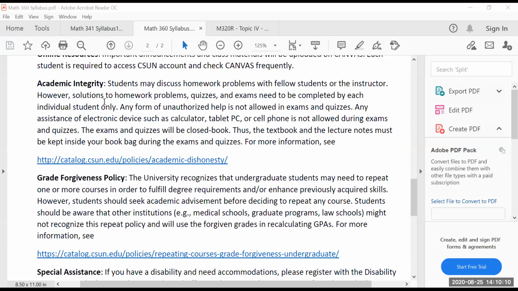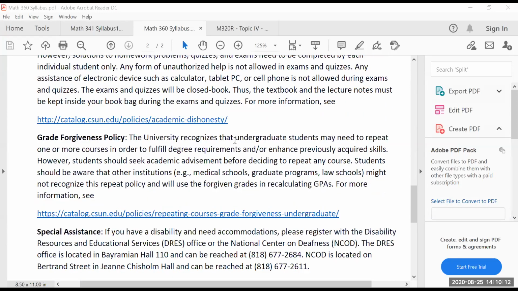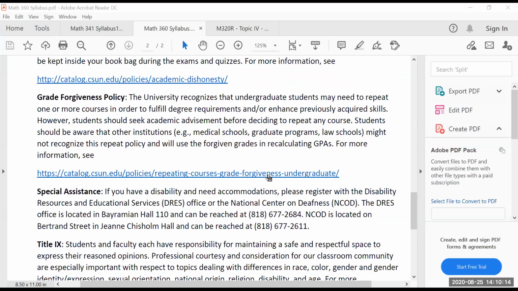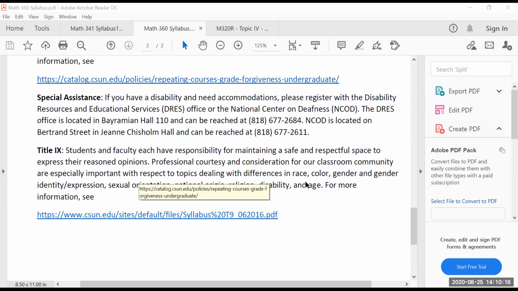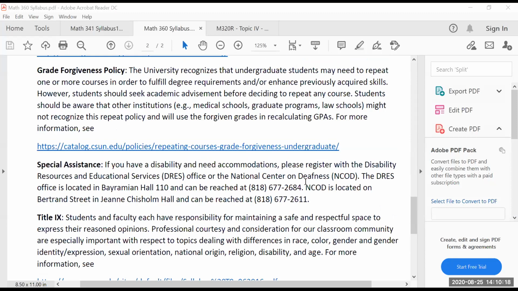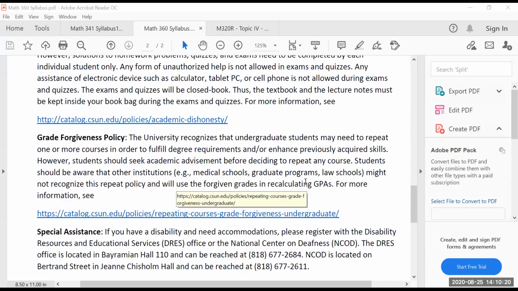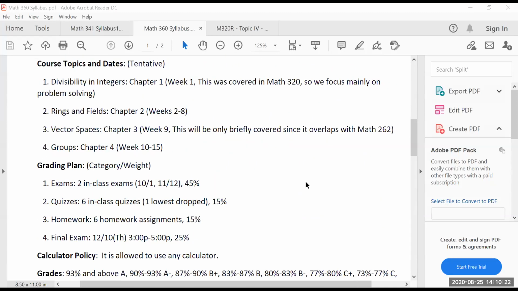Also read the academic integrity section, and the rest of the stuff. Any questions on the syllabus?